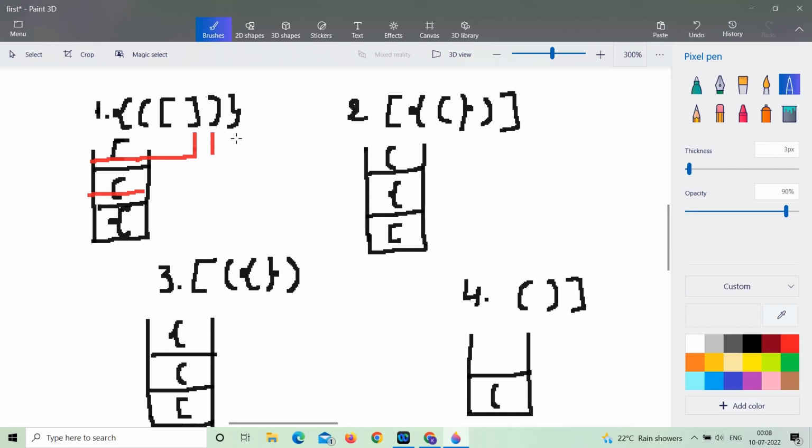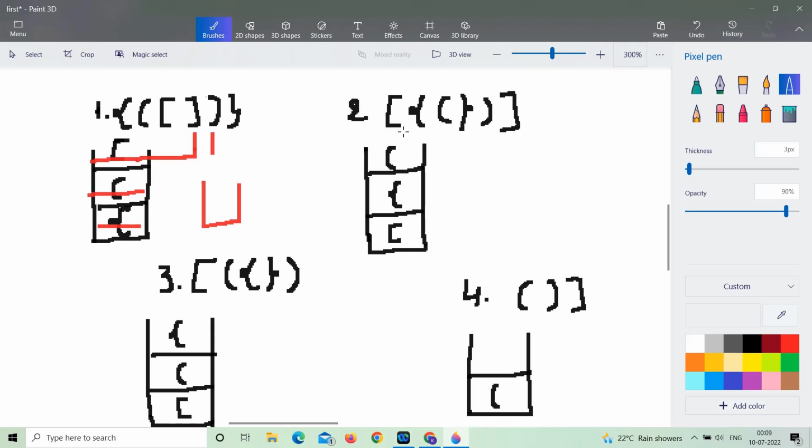Moving to the next character, it is a closing brace and my top of the stack is an opening brace. So it also forms a matched pair and I can pop it out. Now my stack became empty. Whenever your stack becomes empty as a final result, you can simply return yes, because the brackets are balanced. If there are no brackets left in the stack, that means your brackets are balanced. Next, let's move to the next case.